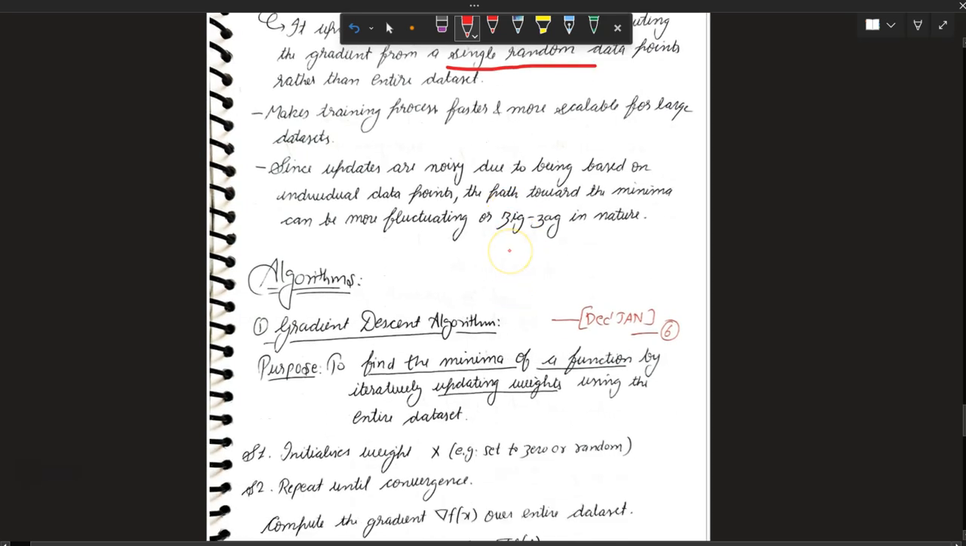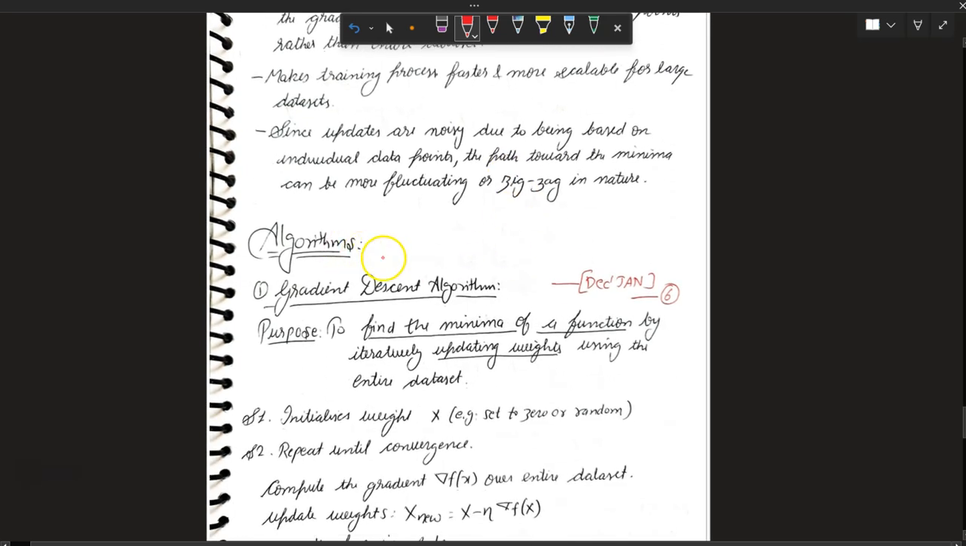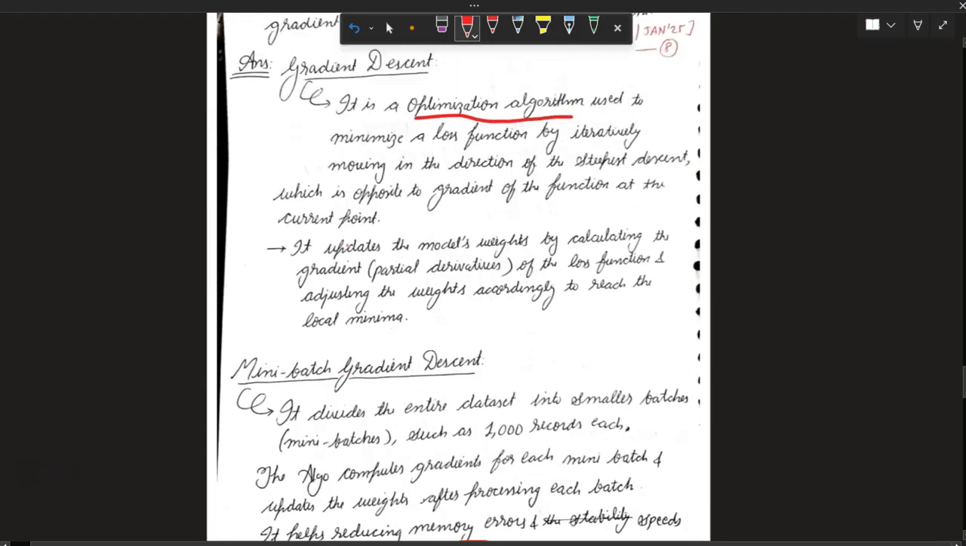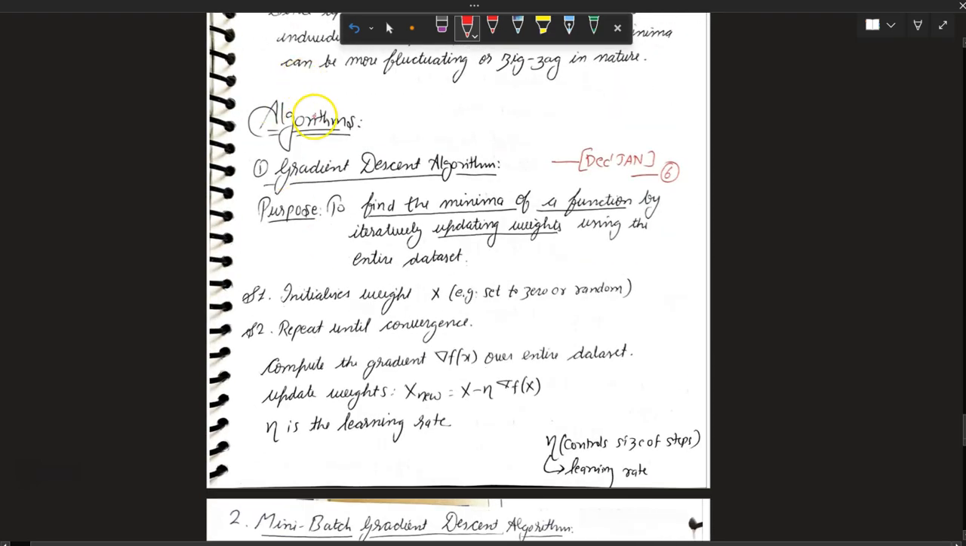So this is a different question. For this question you have to write only this much. The algorithm is for a different question. The algorithm can also be asked in the examination.